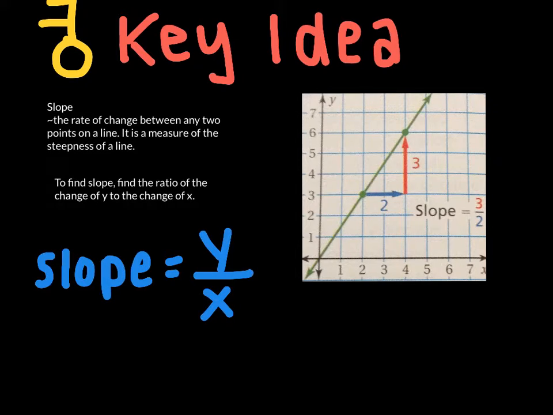Today's key idea is on slope, which is the rate of change between any 2 points on a line. It is a measure of the steepness of a line. To find the slope of a line, find the ratio of the change in y to the change in x. So it would be slope equals y over x.